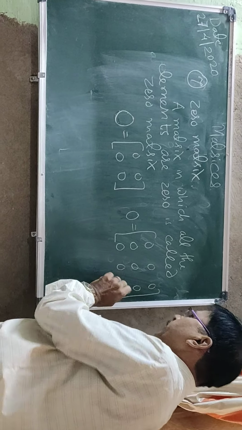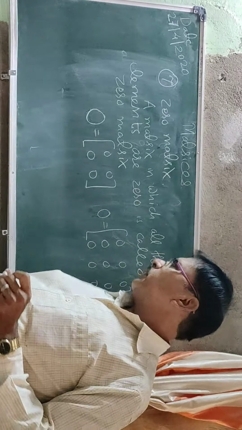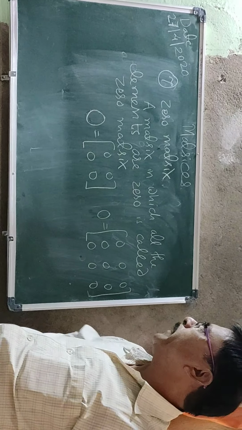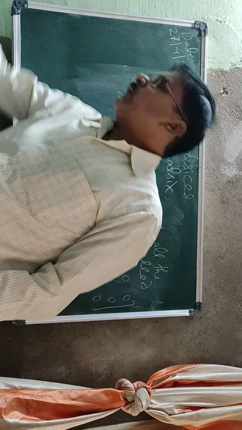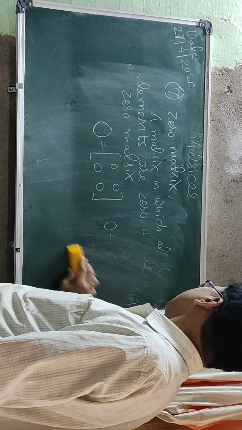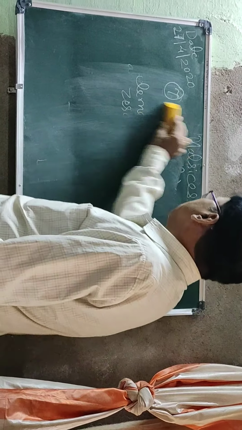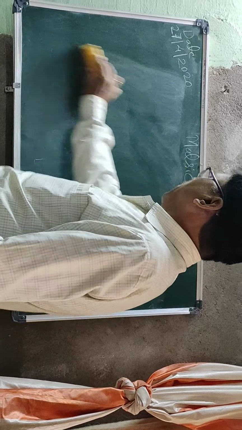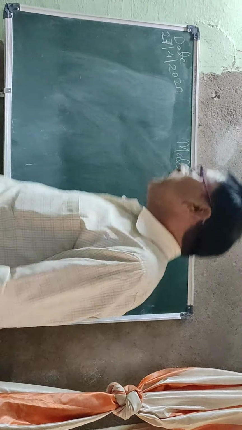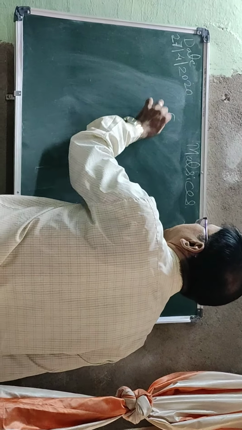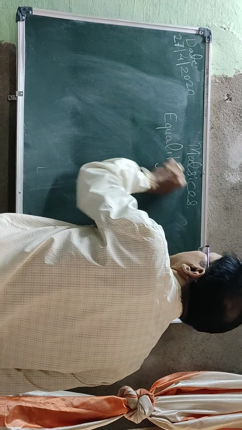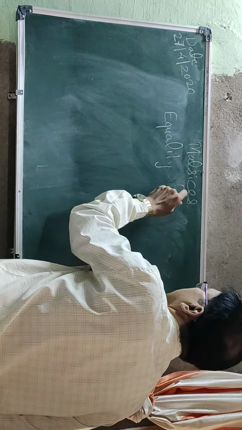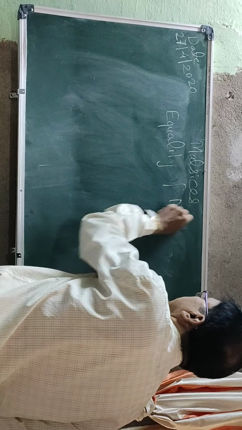Means all the elements in a matrix are 0, then it is called the zero matrix. So it is denoted by O. So these are the types of matrices. Now we have to see the next topic, that is the equality of matrices.